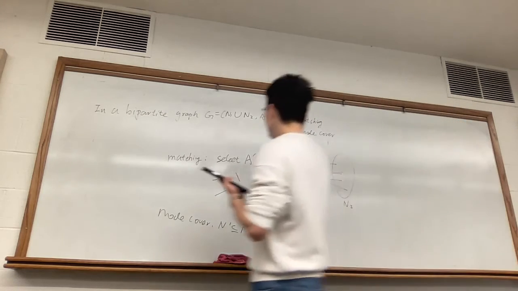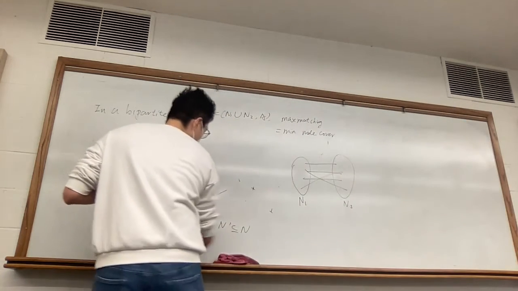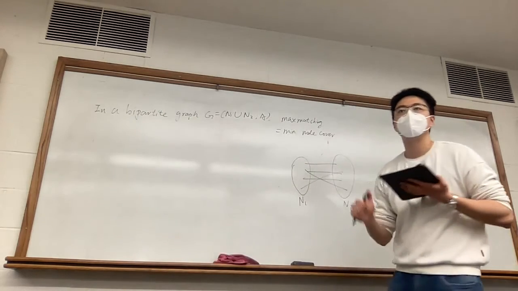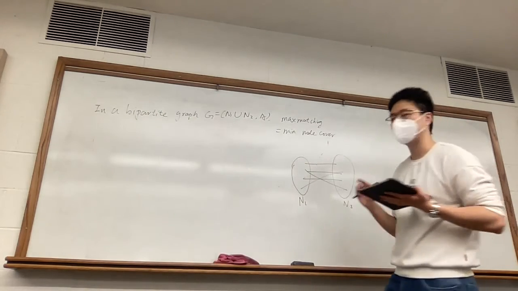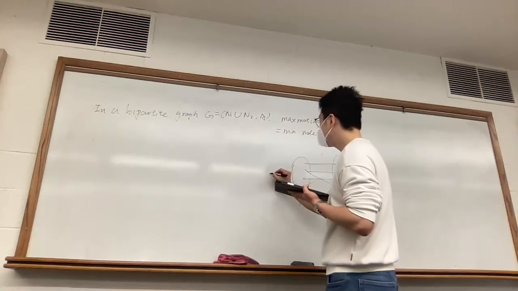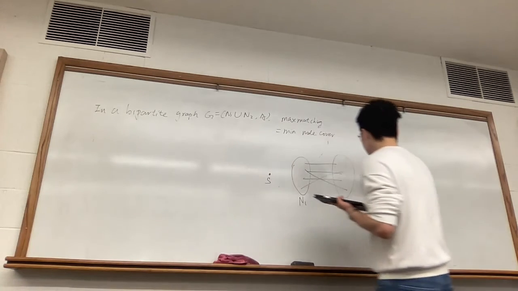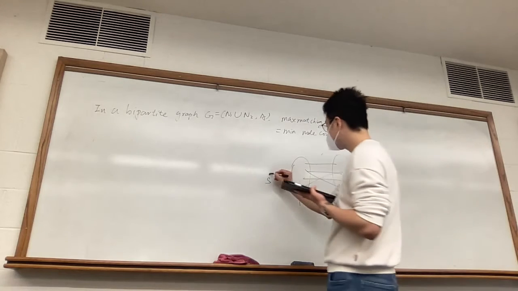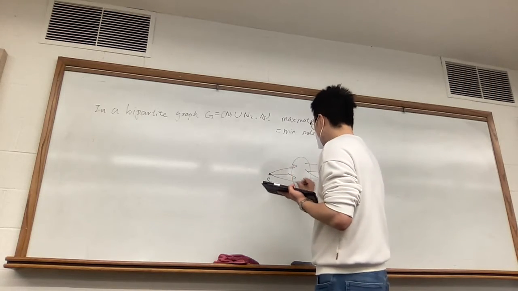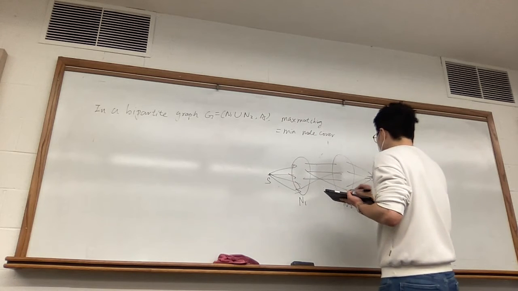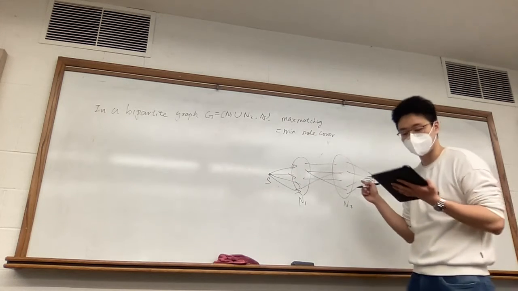Okay, so now we are talking about bipartite graphs. Here's a very, very useful technique. Suppose you are given this bipartite graph. Then what you need to do is to define a source S and a sink T, and then you connect S to every node in N1, and you connect every node in N2 to T. This is a very common technique.